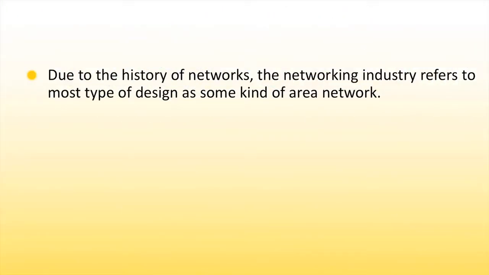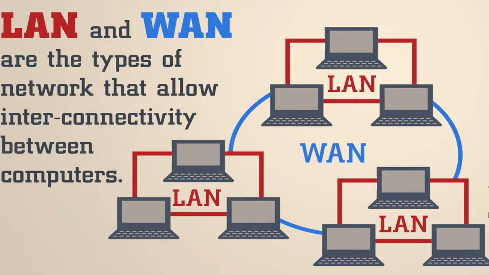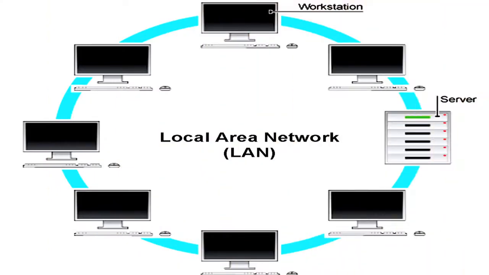Due to the history of networks, the networking industry refers to most types of design as some kind of area network. Some of the common types of network are encountered in detail below. Primary types of network. LAN and WAN are the primary types of network which form the basis for other networks. Let us see about local area network, which we call as LAN.